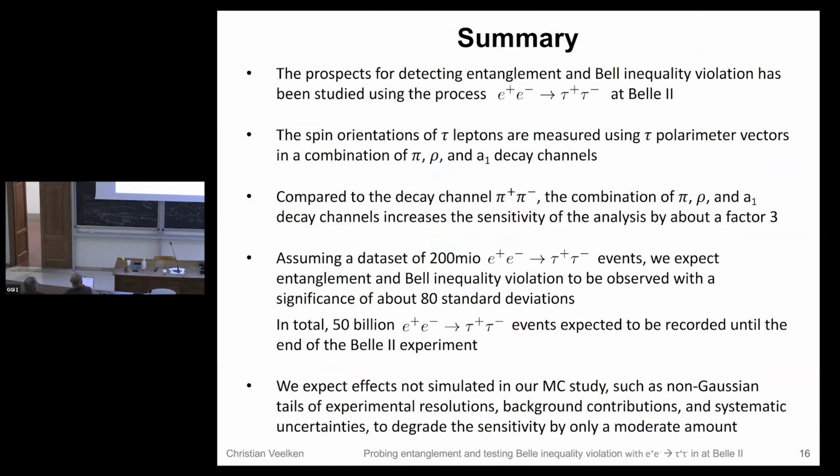So this brings me to the summary. I presented a phenomenological study of measuring tau spin correlation in the process e plus e minus to tau plus tau minus at Belle. The measurement was performed in a combination of 3 decay channels: the decay of the tau into a single charged pion, a single charged pion and a pi 0, and the decay into 3 charged pions. The combination of these 3 decay channels, because we have 2 taus, accounts for a factor 20 increase with respect to taking just the single charged pion case that Mohammed presented this morning.